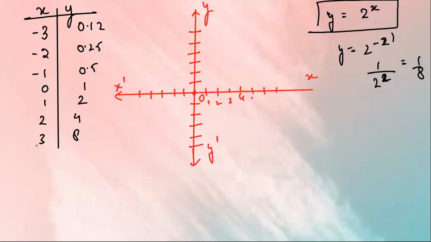Now, let's have an understanding. Let's put the values first. At -3, it is 0.125. So -3 is here. This is -1.